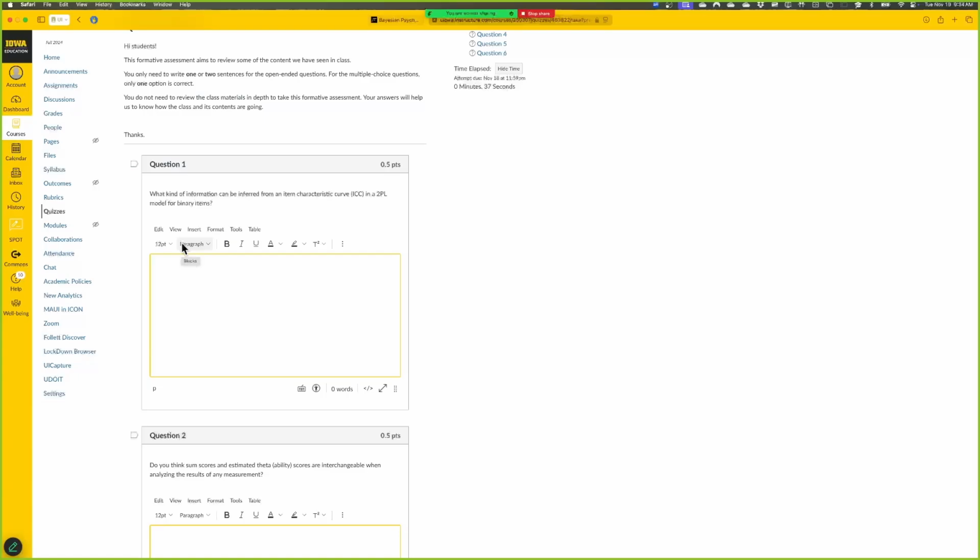Probably know this already. All right. What is an item characteristic curve? I can wait. Would you rather this or Cholesky decomposition?